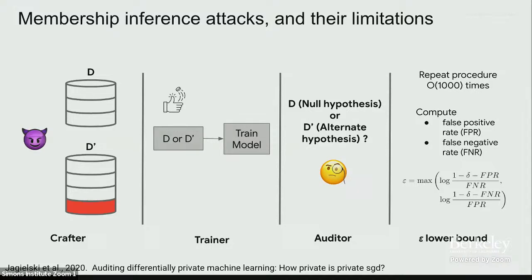And you'll use the sequence of 0s and 1s to compute the false positive rate and the false negative rate. And then you'll take those things and compute an estimate of the epsilon from them. And there's a way to actually be confident about your estimate to give a lower bound. And we'll touch on it in a bit.